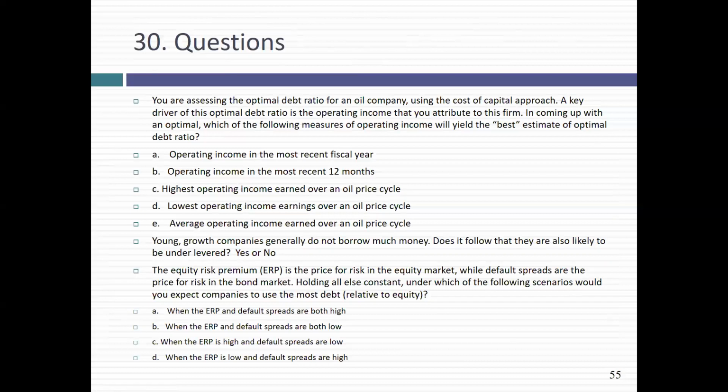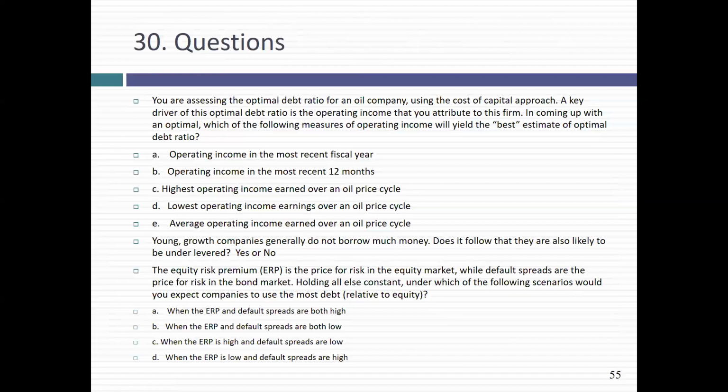Second, young growth companies generally do not borrow much money. Does it follow that they're also likely to be underlevered? We saw this with Baidu. Baidu only had a 5% debt ratio if you look at their actual numbers. If you look at the optimal, though, the number seems to be somewhere between 0 and 10%. So it actually seems to be the case that they're not underlevered.